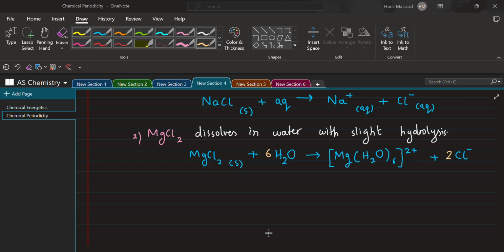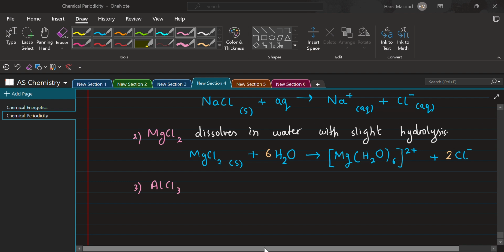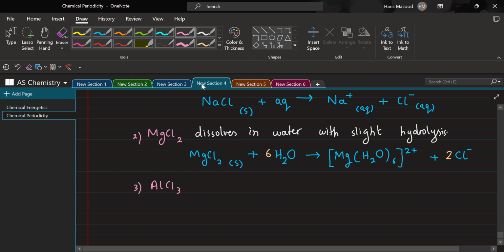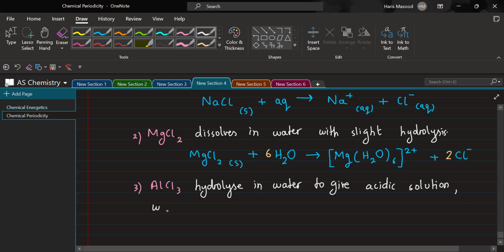Then you have aluminium chloride. Aluminium chloride does hydrolyze in water to give an acidic solution, and along with that, white fumes of HCl gas are formed.